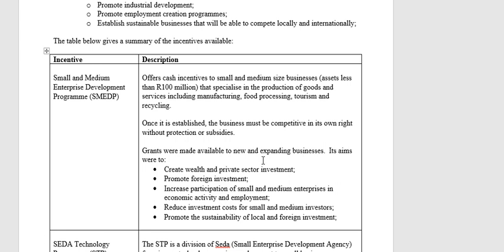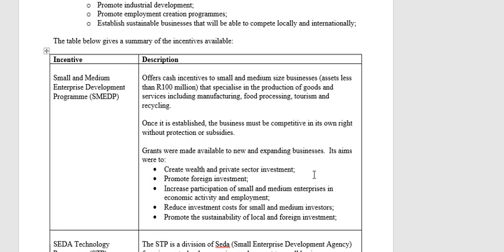The aims of the SMEDP, of this incentive, is to create wealth and private sector investment. So obviously to make it easier for people to start businesses by giving them this cash incentive. The cash incentive can be used to start the business, to supplement the resources that you already have. If you need a little bit of extra money, this cash incentive can make up the shortfall so that you can use your money to start a new business.